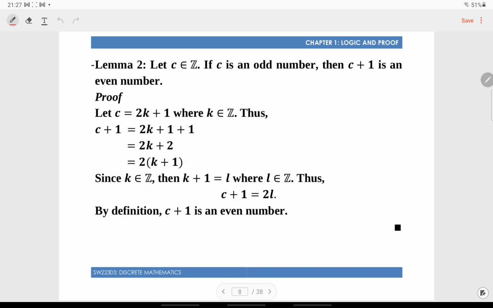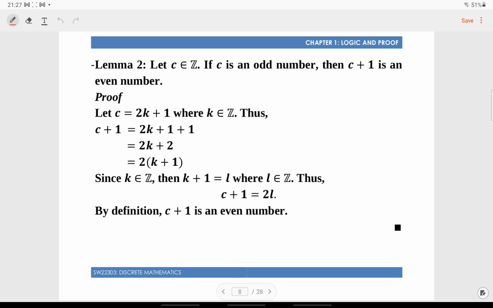Now we move to lemma number 2. We can also derive the following lemma from the previous definition. We have an integer c. If c is an odd number, then c plus 1 is an even number. That is the statement. In order to be a lemma, we need to prove this statement.